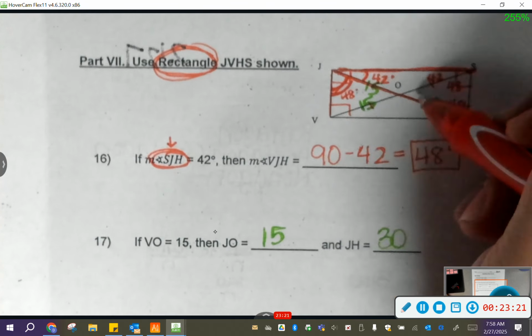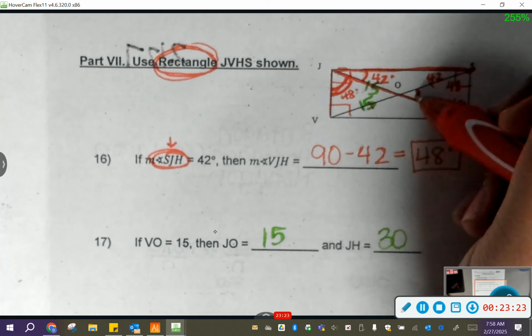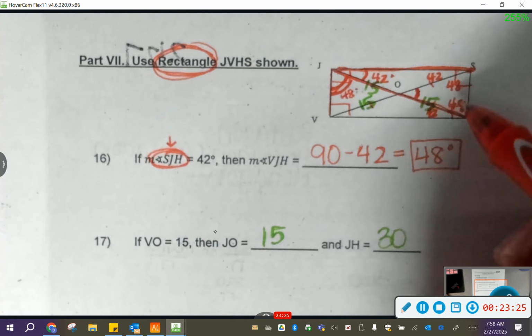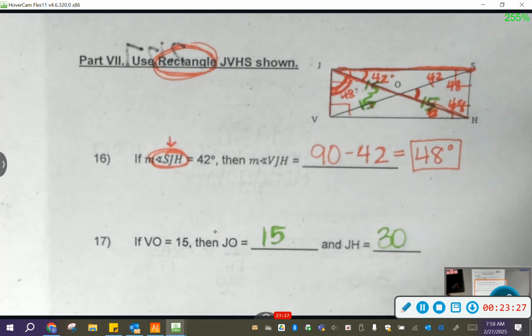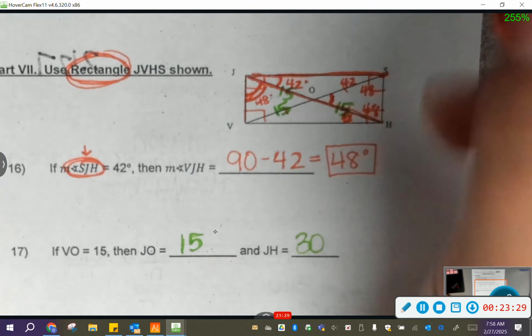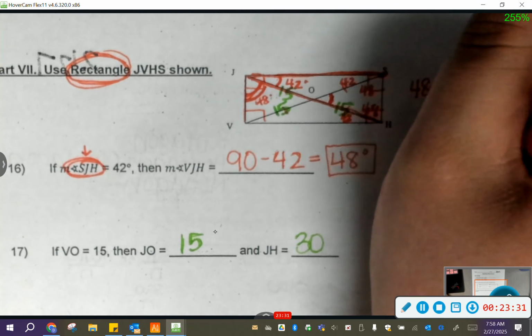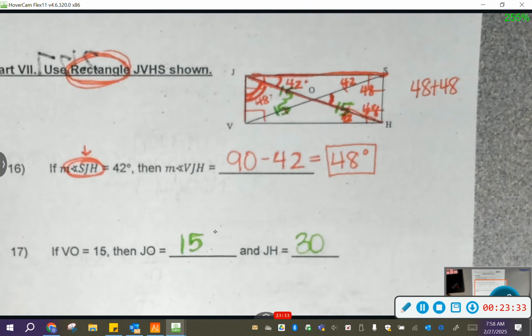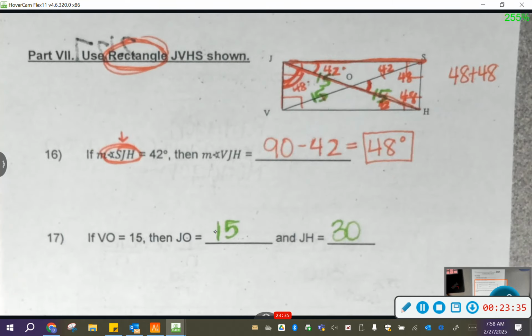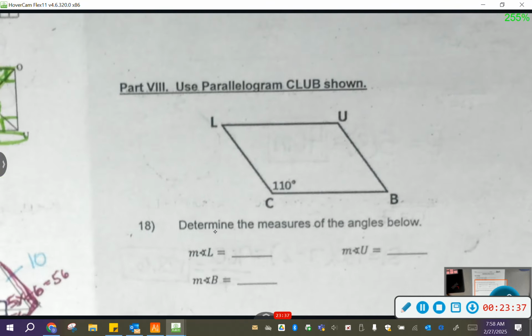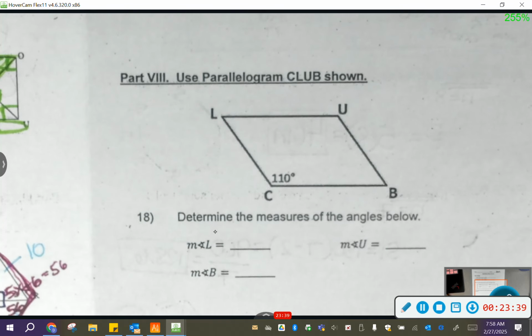How would I find these inside angles? 180. Add them together and subtract from 180. So you would add 48 plus 48, and then you would subtract that answer from 180. When in doubt, create a triangle somewhere.